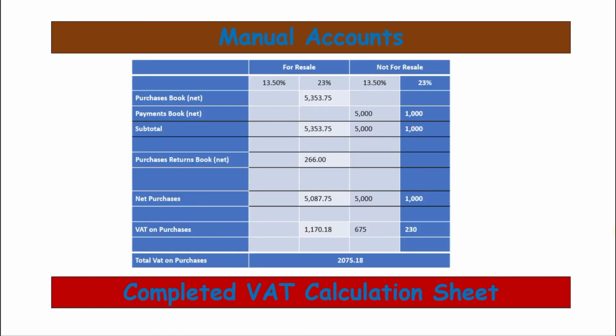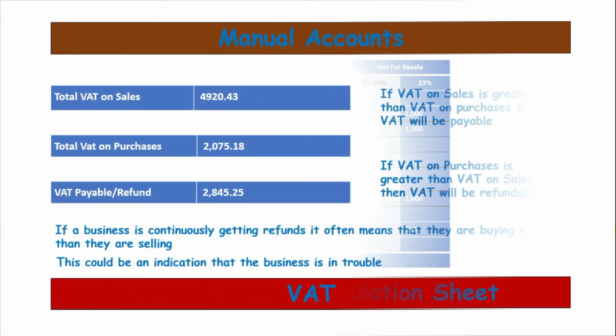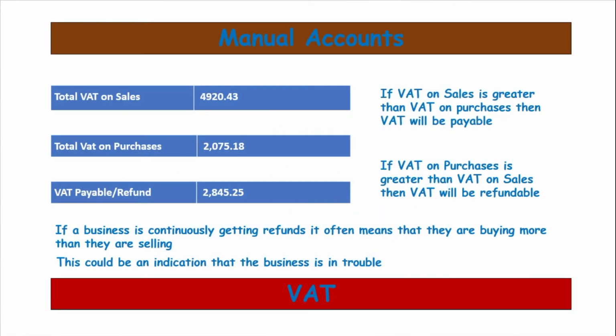This is an example of a completed VAT calculation sheet for purchases. If VAT on sales is greater than VAT on purchases, then VAT will be payable. If VAT on purchases is greater than VAT on sales, then VAT will be refundable. If a business is continuously getting refunds, it often means that they are buying more than they are selling. This could be an indication that the business is in trouble.